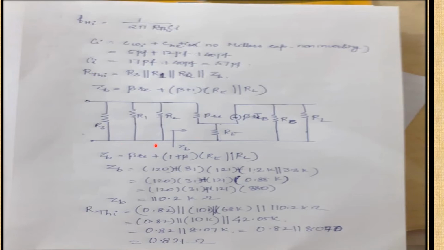ZB is what I am calculating first. So ZB is occurring over here: beta RE plus (beta plus 1) RE parallel RI, since this current source is open circuit. So ZB is calculated, and then we calculate RTH by taking this relation: RS parallel R1 parallel R2 parallel ZB. This is slightly different because we have connected a resistance RS over here.